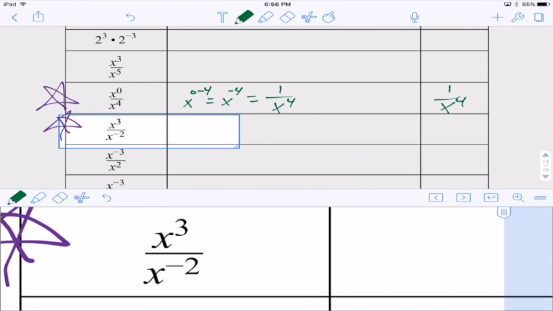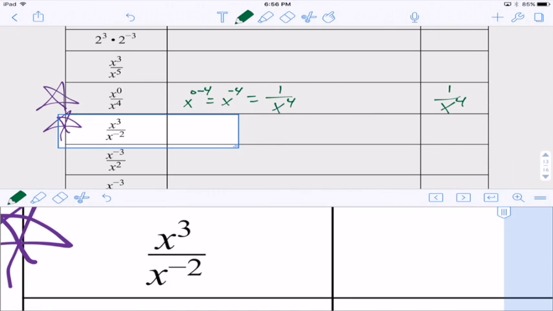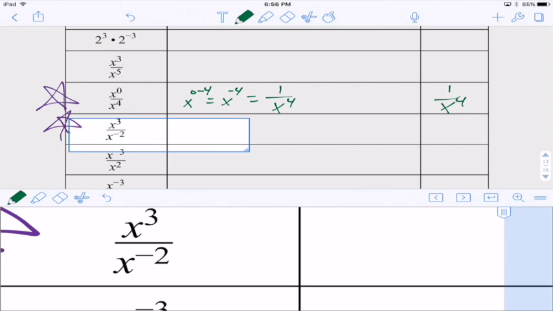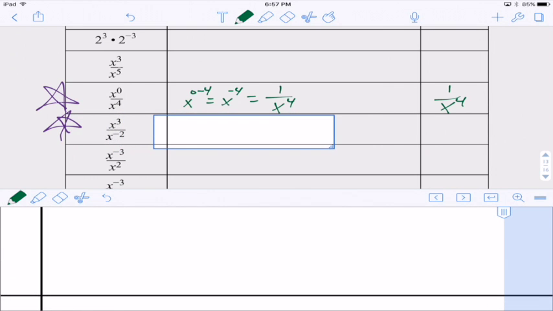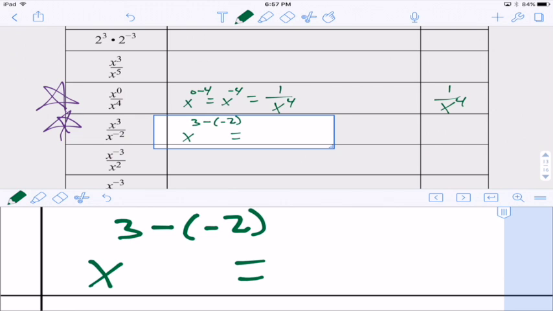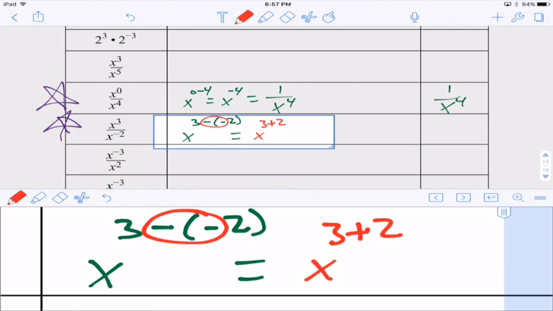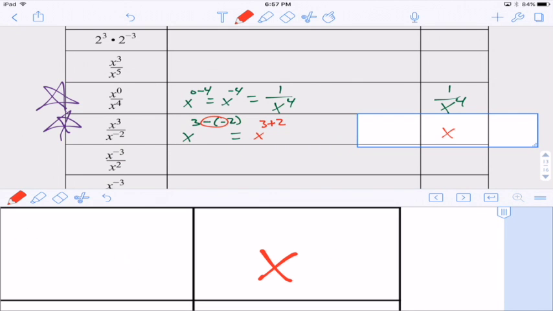Hopefully you're connecting these ideas. They're really all the same. Then we've got x cubed and x to the negative 2. So I have 2 ways. Again, I can subtract x cubed minus negative 2. Remember that minus minus that we had? When we subtract a negative, that means x to the 3 plus 2, which is x to the 5th.